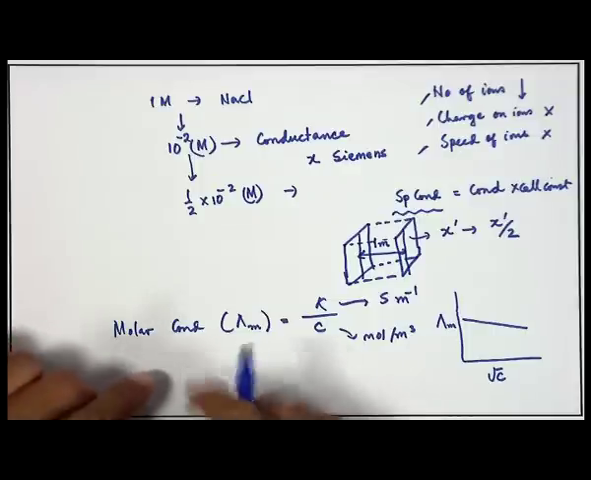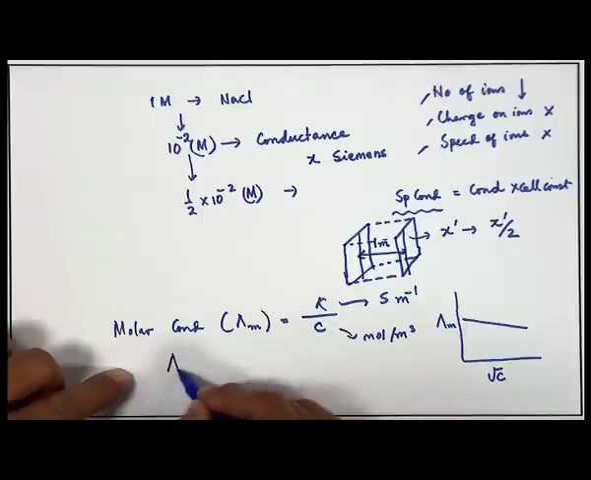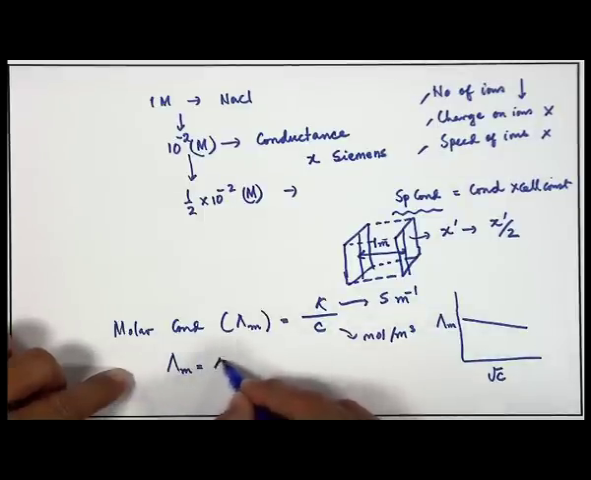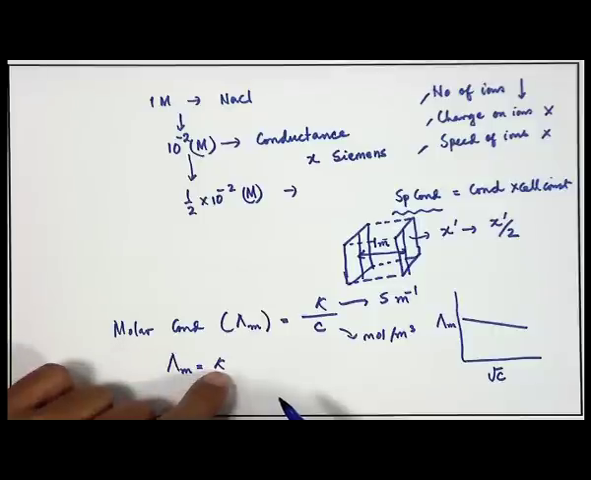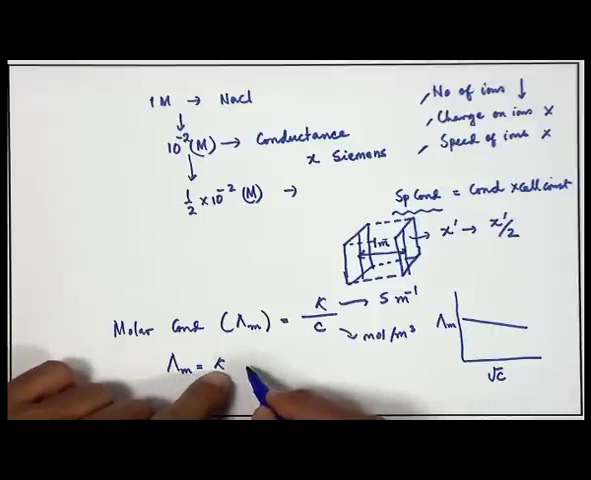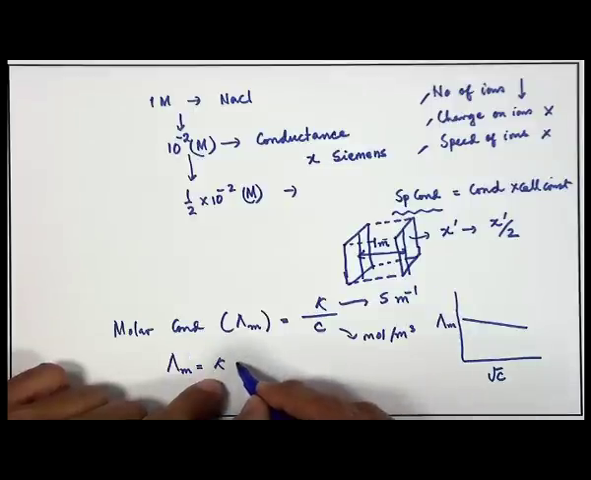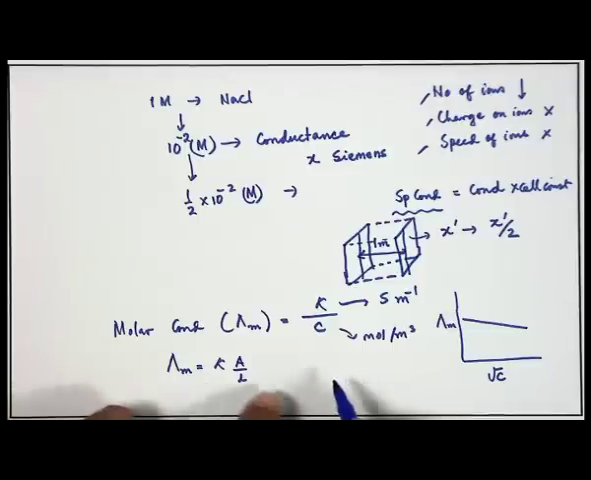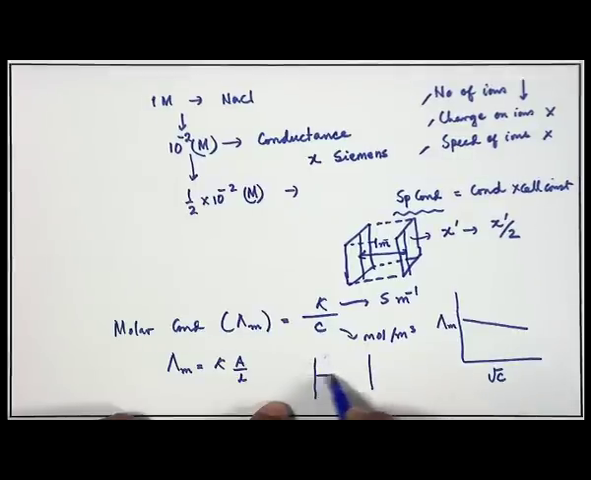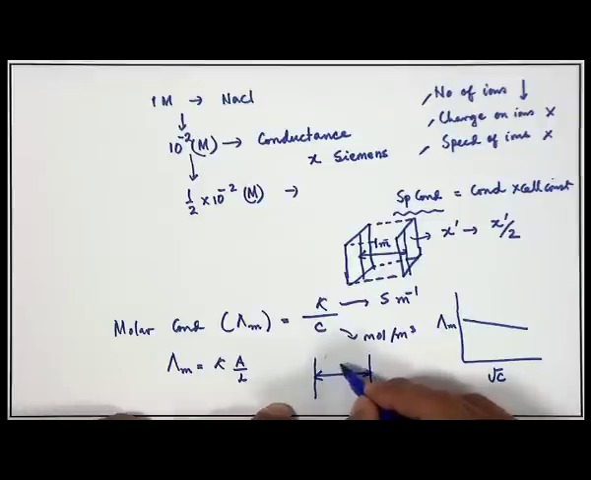Now again, lambda m is your kappa, your conductance, that is specific conductance, and then the inverse of cell constant. Okay, that means A by L. So, the idea is that you have to place your solution in between 2 electrodes that are separated by unit length, L is equal to 1.